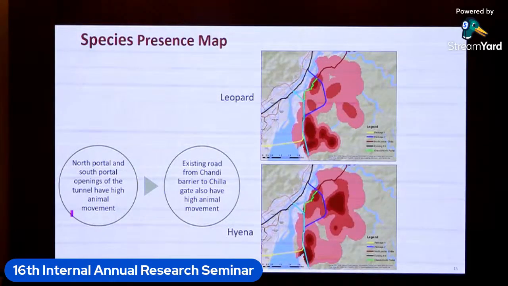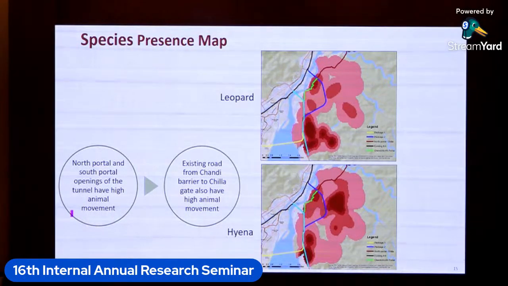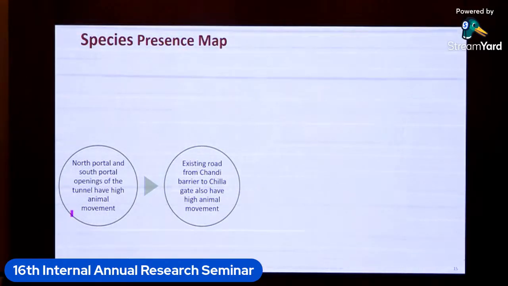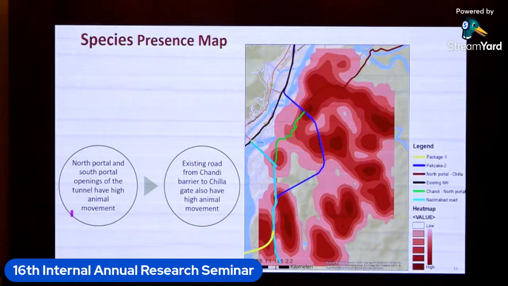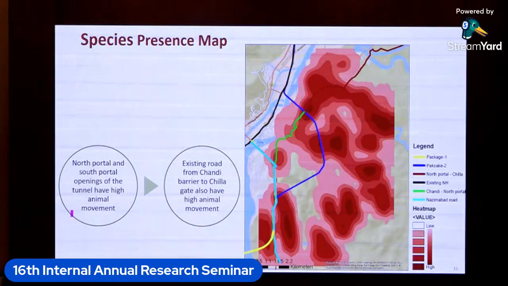Leopard and hyena showed similar presence in the study area, and they were also active on North Portal and South Portal. This is the map comprising all the species which we got. So you can see the existing road from Chandi Barrage to Rishikesh, which is passing through the Chilla Tiger Reserve. It is one of the major hotspots where animals cross the road.